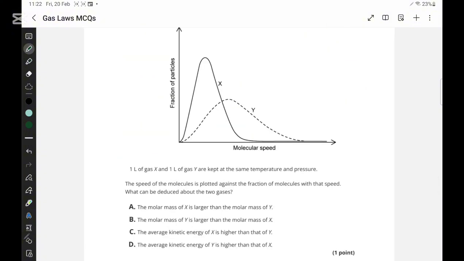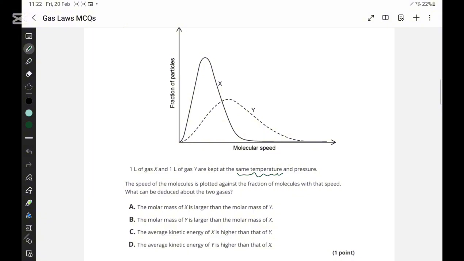In this question, they are saying there are fraction of particles on the y-axis and molecular speed on the x-axis. So you can see one thing, that they both are at the same temperature. So why is this relationship developing? Because if y had greater temperature, then in that condition the graph goes to the right-hand side. But if they have the same temperature, then why is the molecular speed of y greater?